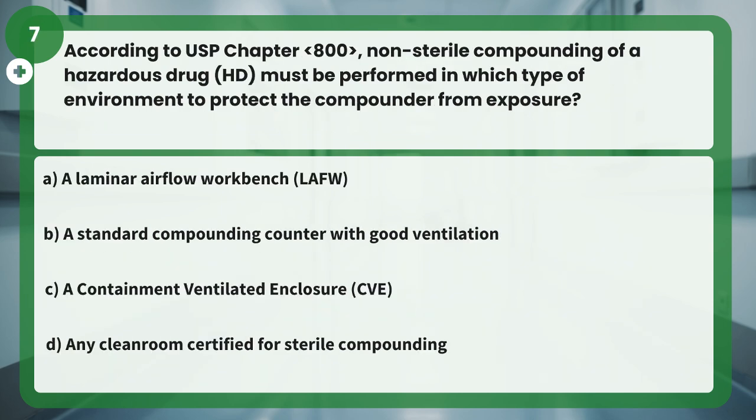Question 7. According to USP Chapter <800>, non-sterile compounding of a hazardous drug, HD, must be performed in which type of environment to protect the compounder from exposure? A. A laminar airflow workbench, LAFW. B. A standard compounding counter with good ventilation. C. A containment ventilated enclosure, CVE. D. Any clean room certified for sterile compounding.